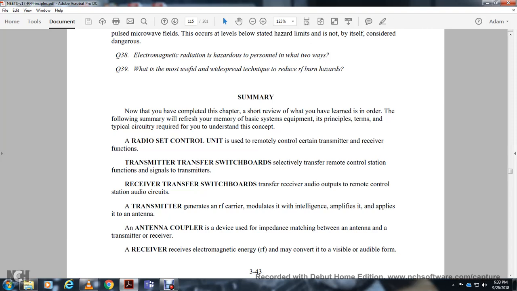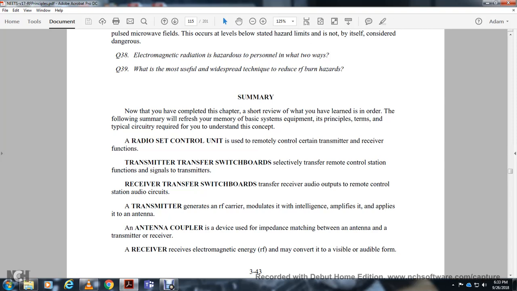Radio set control: with the remote control, the center of the transmitter and receiver sections functions as a transmitter transport switchboard, cyclically transferring the remote control station function signal. The audio circuit of the transmitter generates radio frequency carriers, modulates the intelligence, amplifies it, and applies it to the antenna.